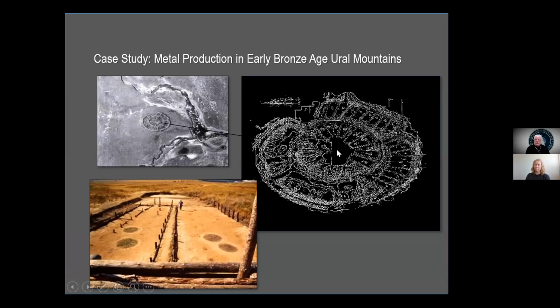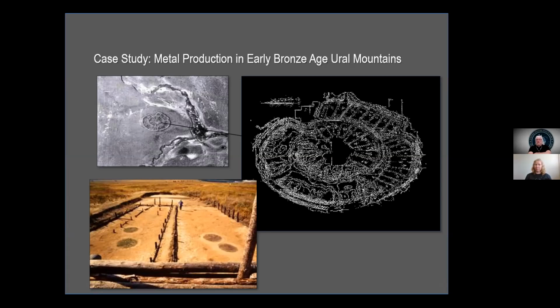So the first case study I wanted to offer up to you is one that I worked on several years ago, and it's becoming more and more interesting all the time. It's called Metal Production in Early Bronze Age Ural Mountains. The upper left image here is an aerial photograph of a village called Bar 5, with an associated cemetery. This is a Bronze Age settlement.